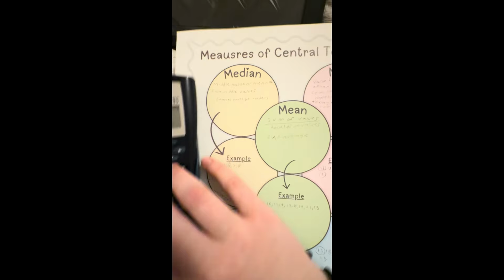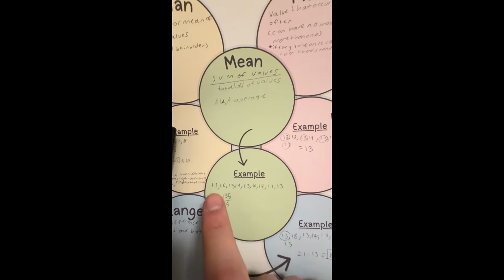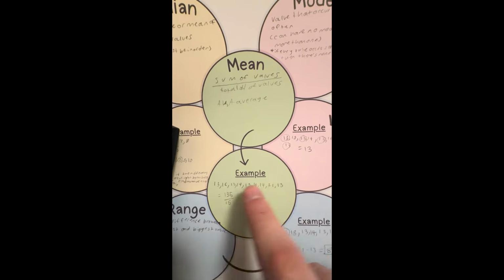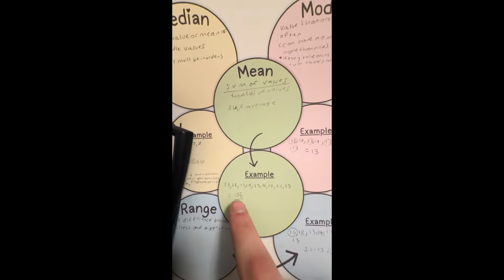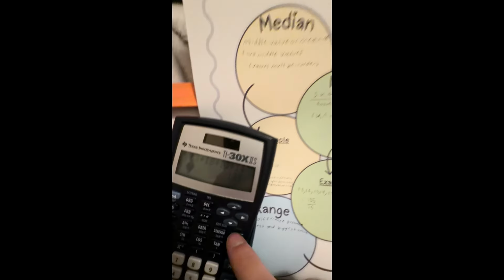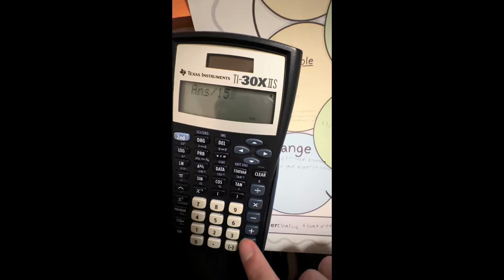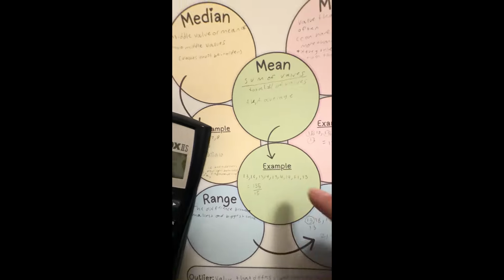So, now that we have the sum of all of these values, sorry, there's a train going by. We have to count how many of these there are. Now, I already counted. There's 15. So, we divide 135 by 15. And that is 9. So, the mean of all these values would be 9.